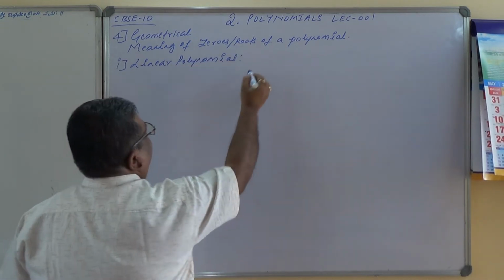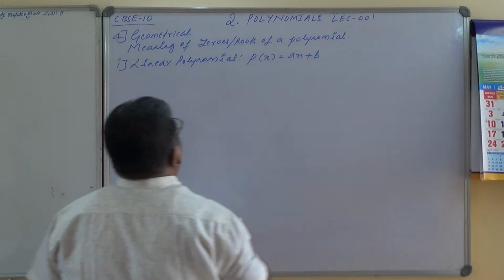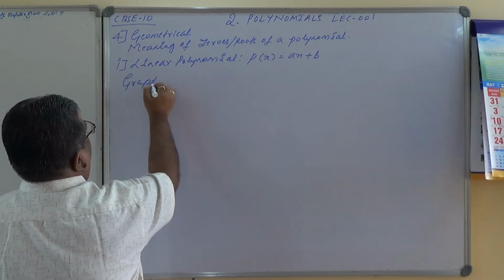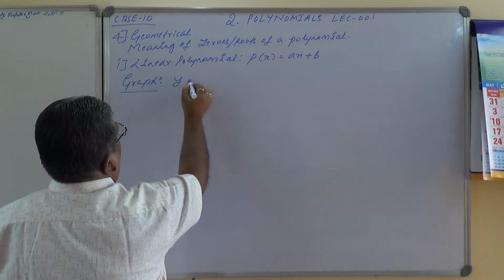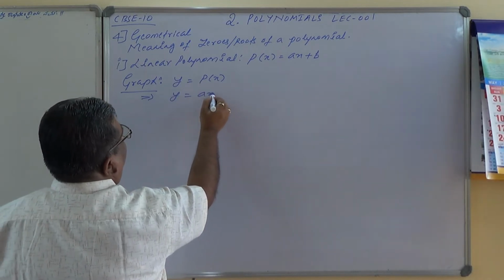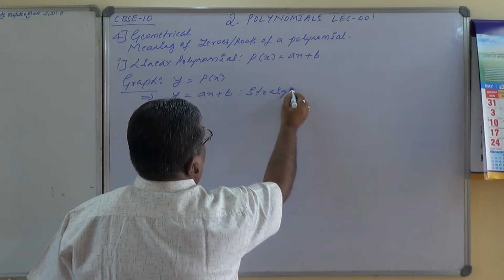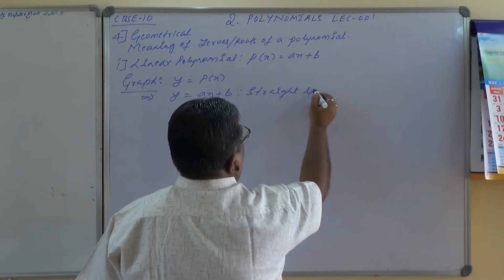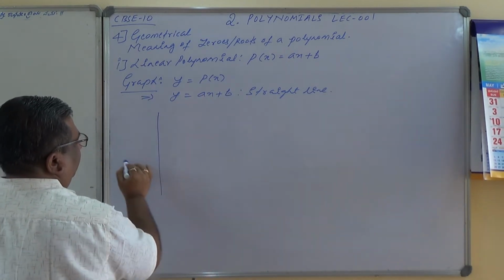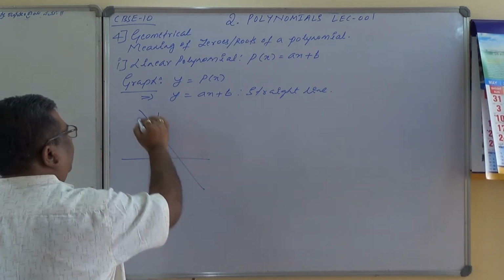Linear polynomial, general form: P of x is equal to ax plus b. Okay, so here the graph of y equals P of x, which implies y equals ax plus b, is basically a straight line, because it's a linear polynomial and the graph must be a straight line. Okay, so let us draw the graph over here like this, and suppose this is the given polynomial.